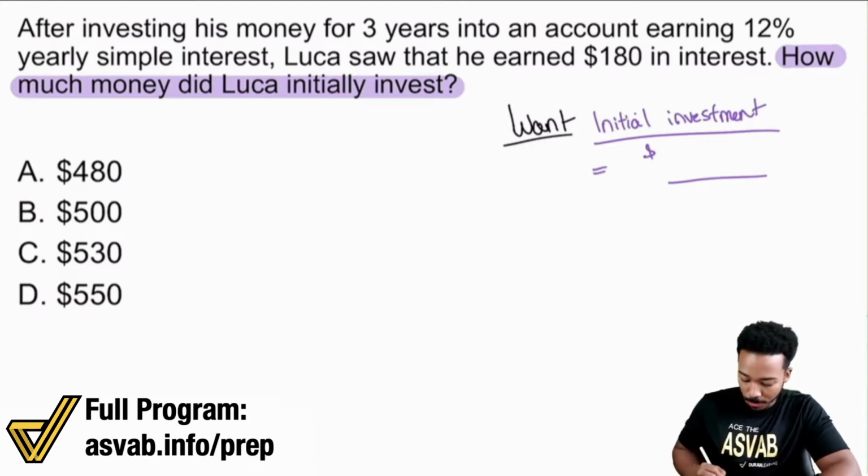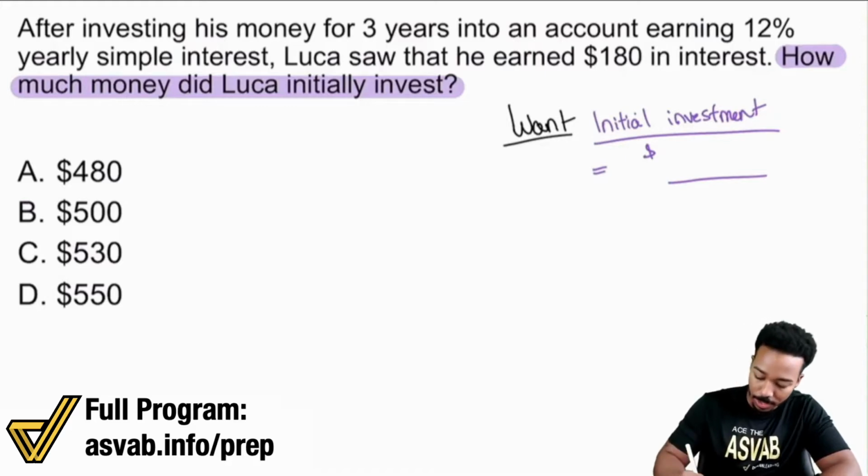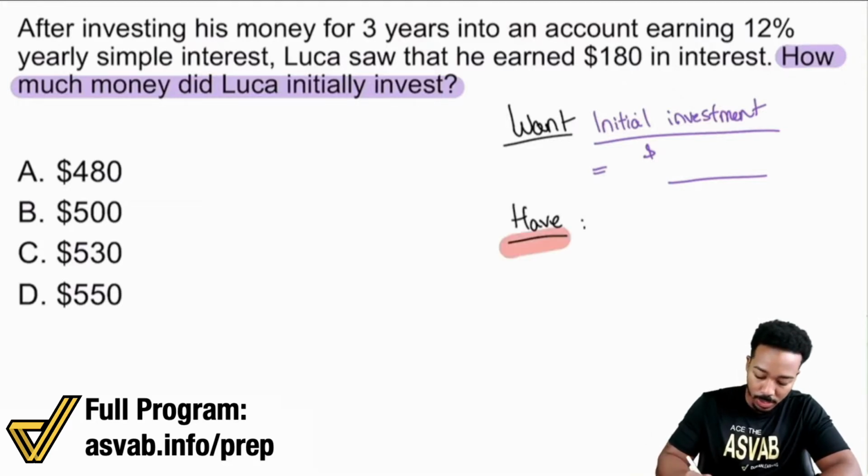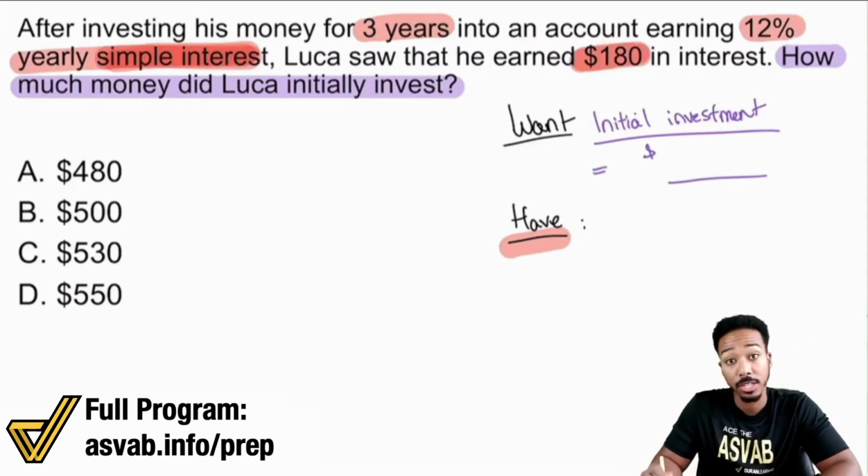Now, what information do we have? So let's write that down here. What information do I have? And so I'm going to highlight that information here in red. And so I see here that we have 3 years of investing, 12% yearly simple interest, and then that amounted to $180 in interest.